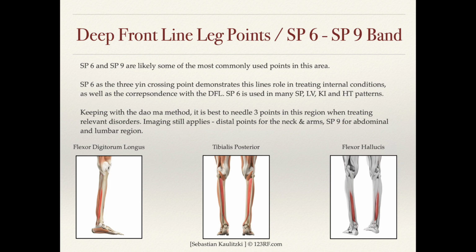Now, keeping with the Dao-Ma method, it's best to needle 3 points in this region when treating relevant disorders. Now, imaging still applies. We'll use the more distal points for treating the neck and the arms, and then we'll use spleen 9 for treating the abdominal and lumbar region.